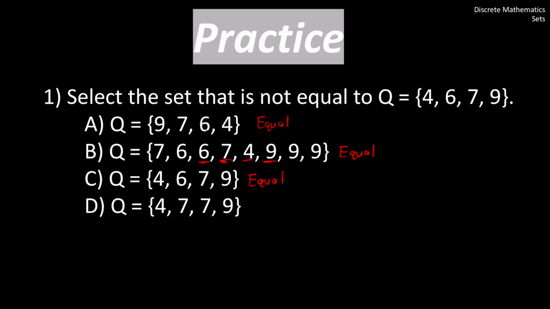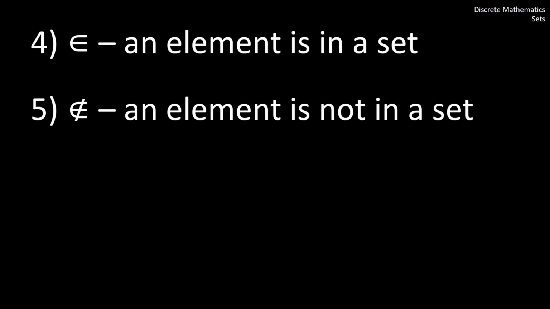However, if we look at option D, we see that there's a 4, but we're missing a 6. We have a 6 in our first set up there, but no 6 down here. So these are not equal to each other, so the answer is D right here.